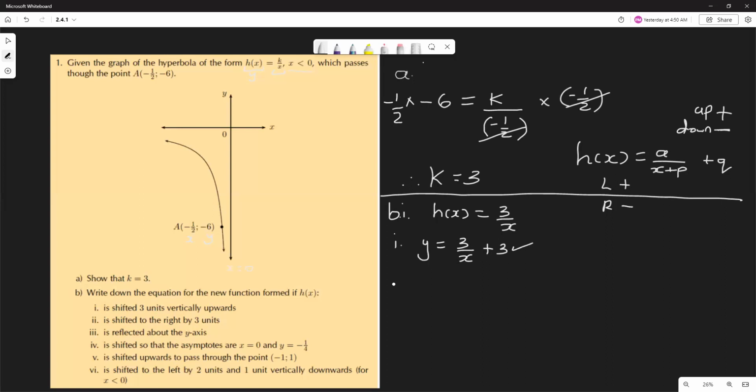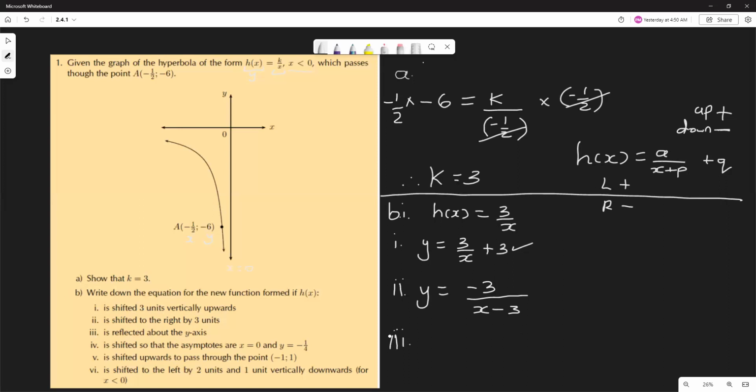Let's now check the second question: h of x is shifted to the right by 3 units. So we're going to have y equals 3 all over x minus 3. Remember, left and right affect the x. So to the right, we are going to subtract. We subtract 3 from x. That is to the right.